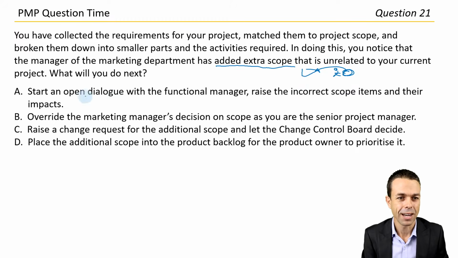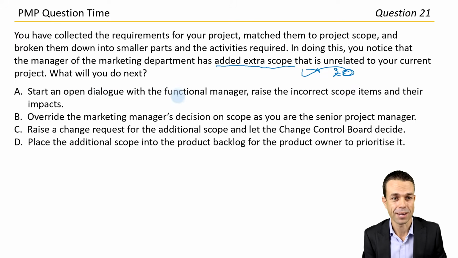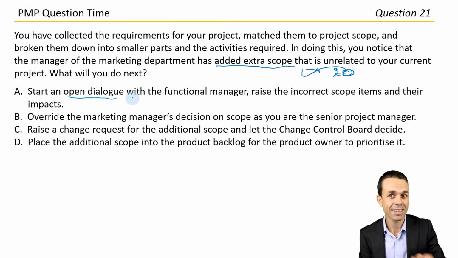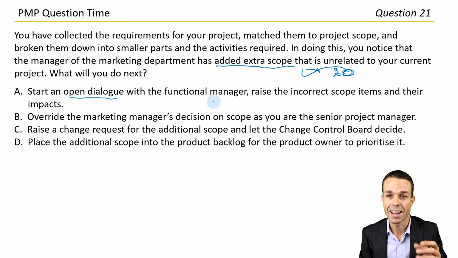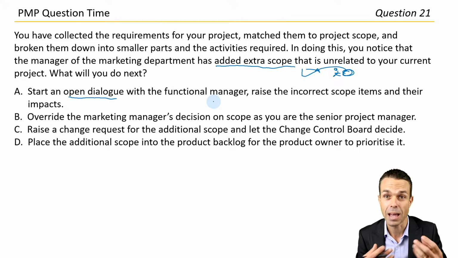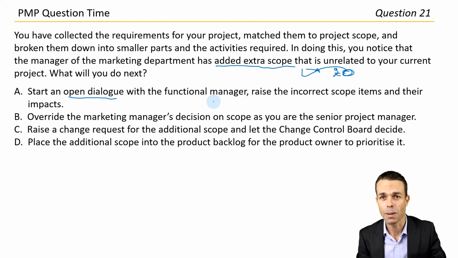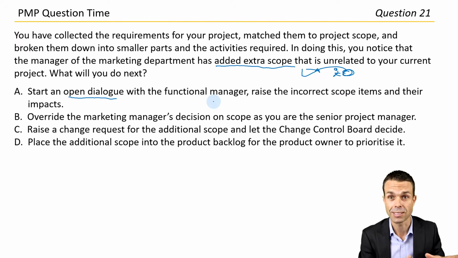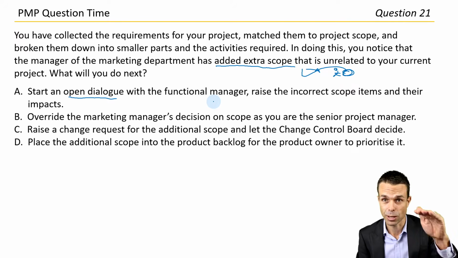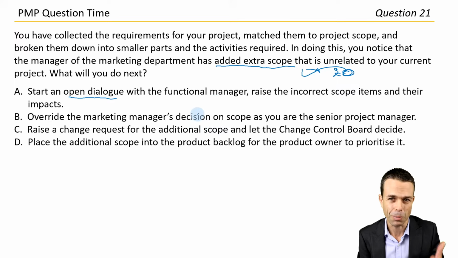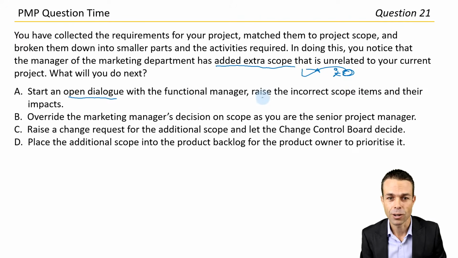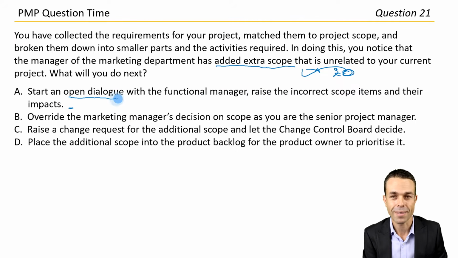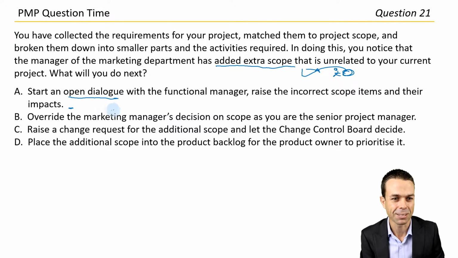Let's have a look. Start an open dialogue with the functional manager. That sounds pretty promising. Actually, I'm starting to see a trend in these questions in that they're a lot more about communication and collaboration and working together. They're more about working with people as opposed to the processes that you'll find in the PMBOK 6th edition, which is really process-based. This one is more people-based, probably with that agile way of working that you'll see. It's much more common. So this seems to be on track here. Raise the incorrect scope items and their impacts and start an open dialogue. I think that's actually pretty good. We'll see what else we have just in case.